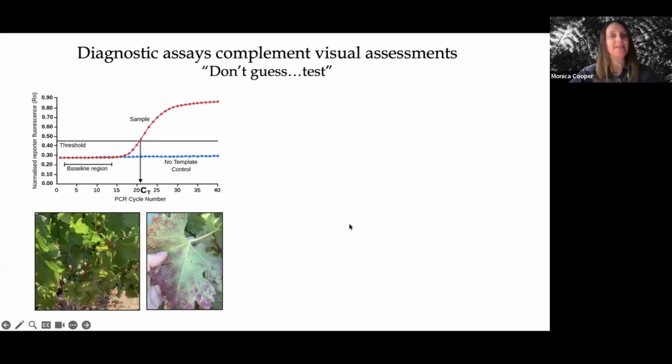Okay. So back to the content, because visual assessment takes time and expertise, a lot of times we want to make sure that our visual assessments are accurate. And we do that with diagnostic assays. PCR is a sort of standard of what's been used historically. So you're collecting a sample from the grapevine that you're interested in its virus status. You're sending those samples off to a diagnostic lab. And then, within a few days to a week, they send you a result back telling you which viruses are found in your sample.